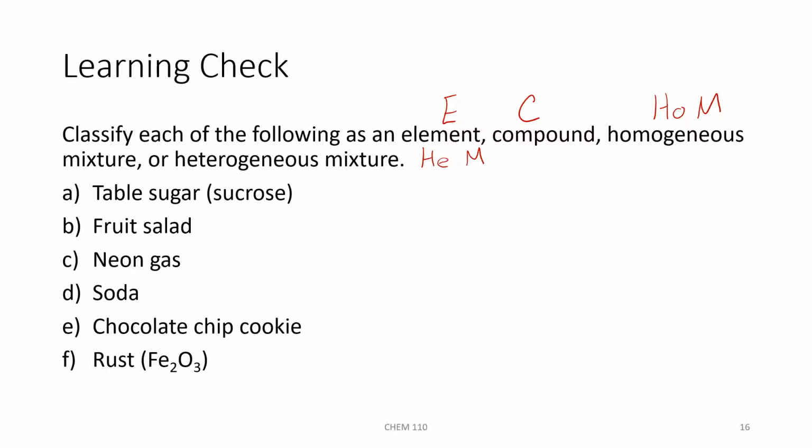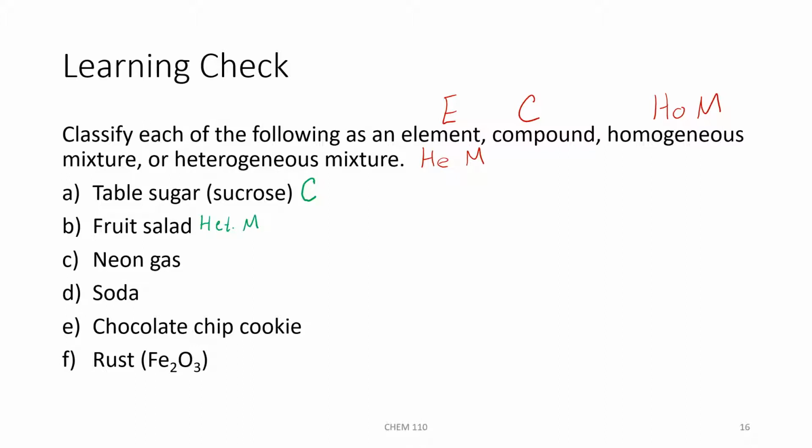All right, so if we think about A, table sugar is a molecule called sucrose, and it's made up of carbon, hydrogen, and oxygen. So that would make it a pure substance and also a compound. Fruit salad, you can have whatever you want in your fruit salad, but usually it's a mixture of a bunch of different fruits, and there's going to be distinct phases, so that's going to be classified as a heterogeneous mixture.